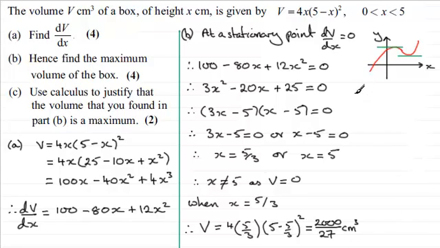Right, so we're now on the last part, part C. For part C, it says use calculus to justify that the volume that you have found in part B is a maximum, for 2 marks. So again, if you'd like to have a go at this, I'll give you a moment to pause the video.